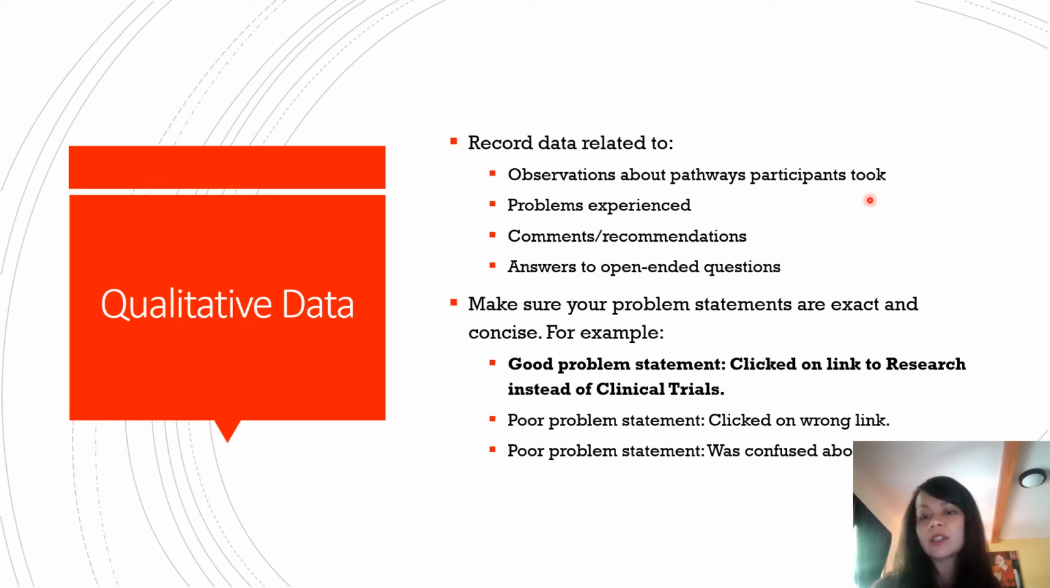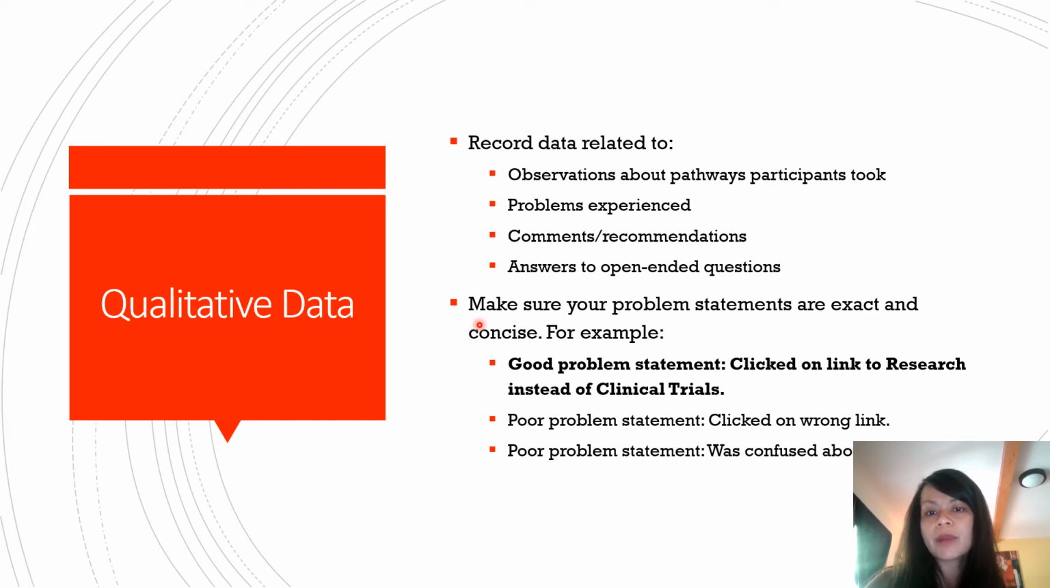Did they stray from the task analysis that you had mapped out? You had assumed that your user would take a certain path to get to where they wanted to go. Did they actually take that path? What did they do differently? What are the problems they experienced because they took that different path? Did they have comments or recommendations? And what are their answers to open-ended questions if you have them?